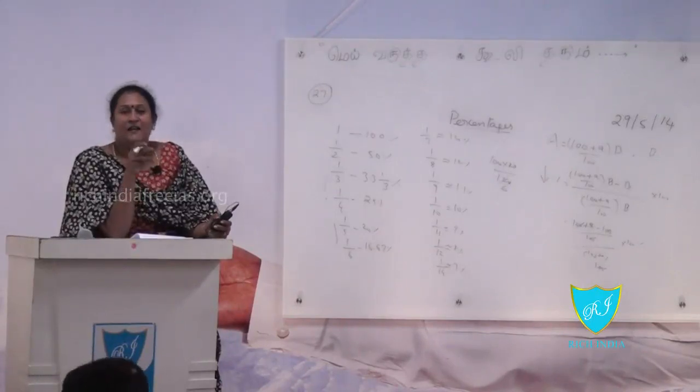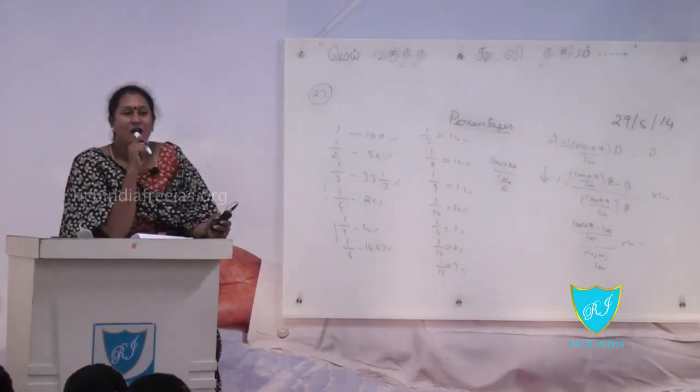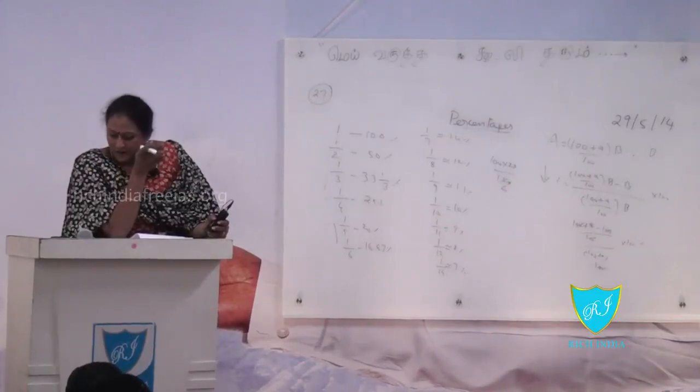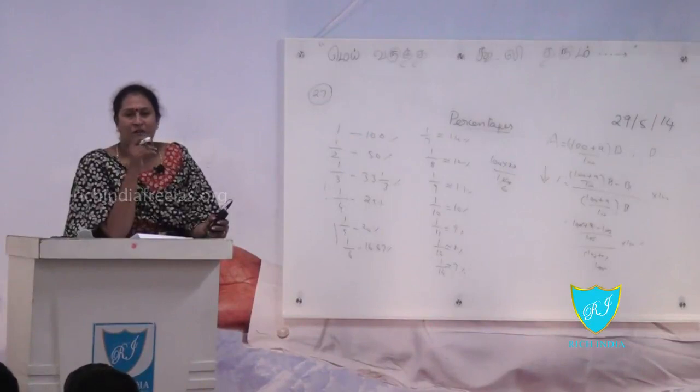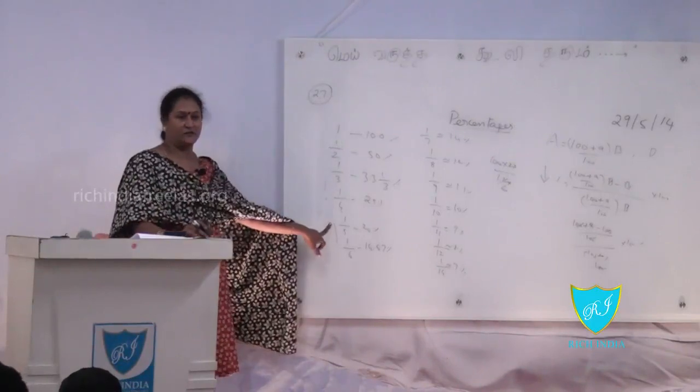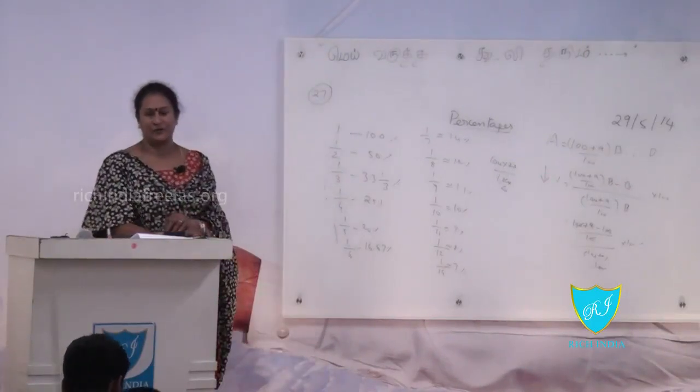So for 29th question, the length of the rectangle is increased by 25%. Upper breadth, how much it should be decreased? So come down one step, 20%. Okay.